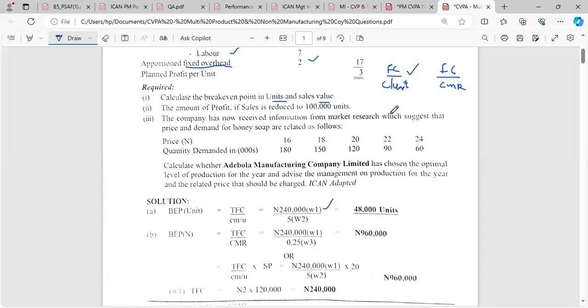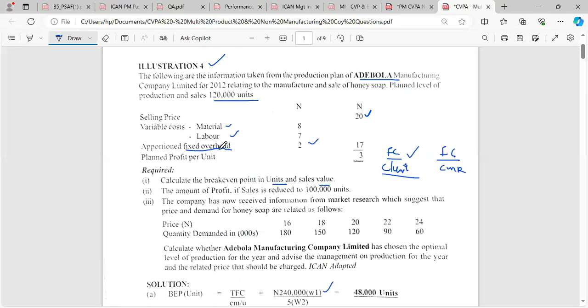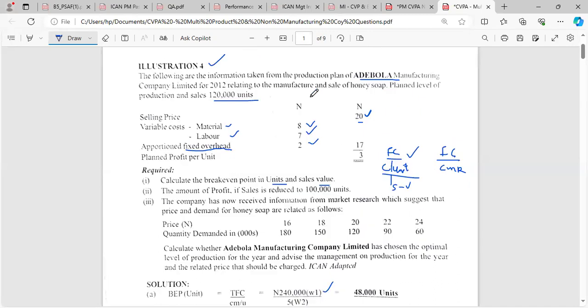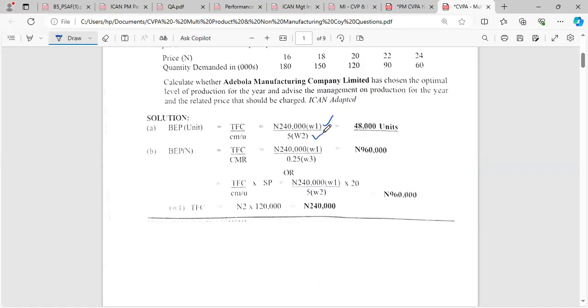Then the denominator is what? Contribution per unit. What you need to do is look at the question and pick out the variable cost, because the formula for contribution is sales minus variable cost. Our sales is clear, which is 20 naira, but our variable cost is 8 naira and 7 naira. This one here is fixed. So we're going to say 8 plus 7, which is 15. Then 20 minus 15 is 5. I think that is what they did here, working 2.